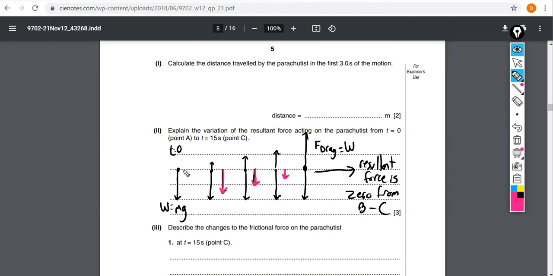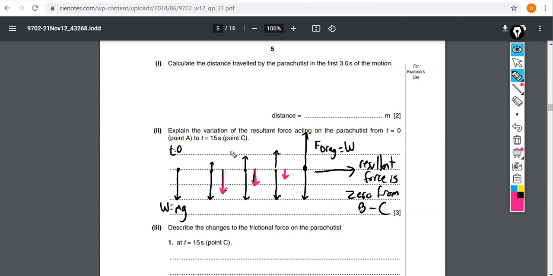The resultant force starts out equal to weight. The weight is the resultant force because there's no other force besides weight at time 0. But then the resultant decreases because the drag force opposes weight, so you have to subtract them. Some statement like that in your own words, but make sure you're using the language of the question. If you don't say resultant force in your answer, you're probably not going to earn the marks. So you're explaining the variation of the resultant force.